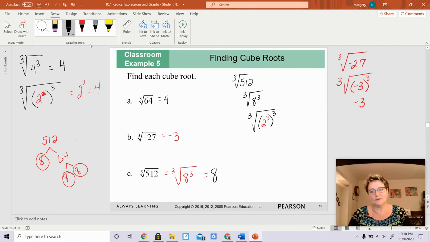So what I could do is this. This is equal to 2 to the third power. 2 times 2 is 4. 4 times 2 is 8. I still get 8. The cube root of 8 cubed is also 8. The cube root of 512 is 8. So those are just different ways I could write this out if I wanted to.